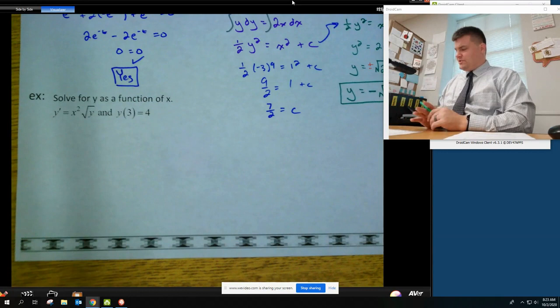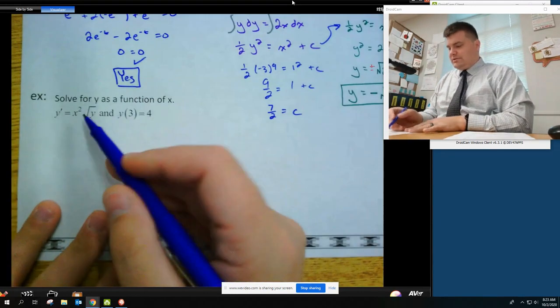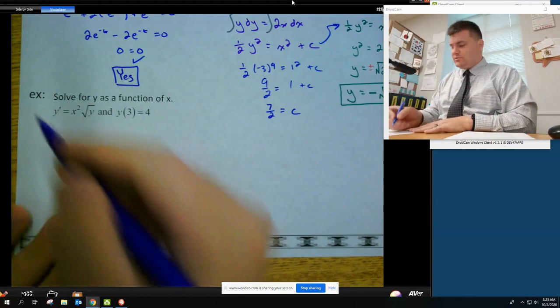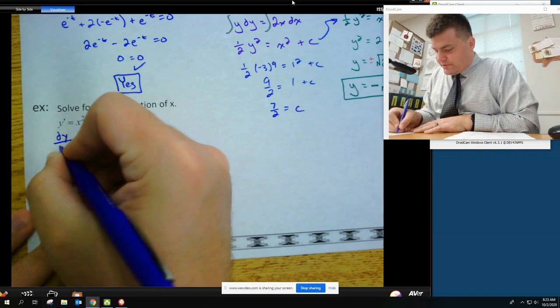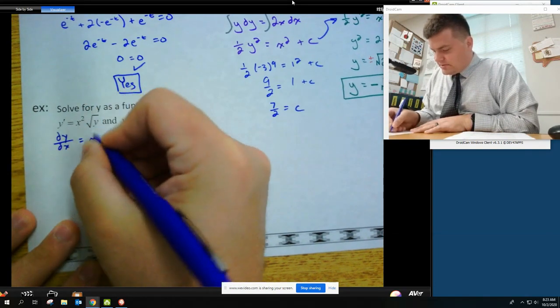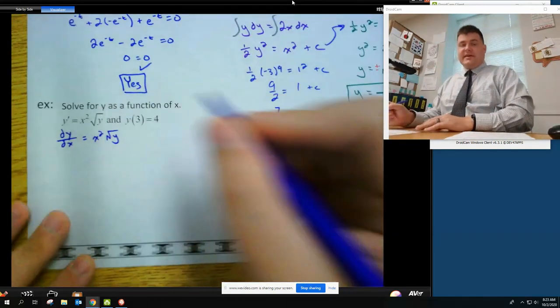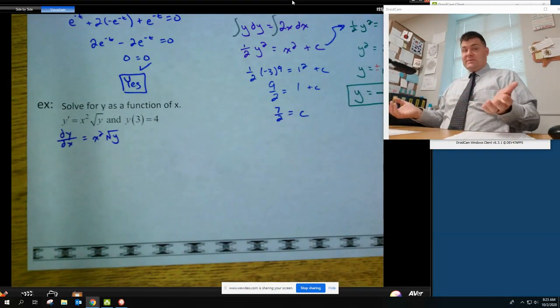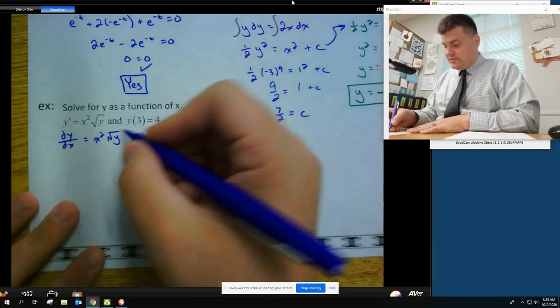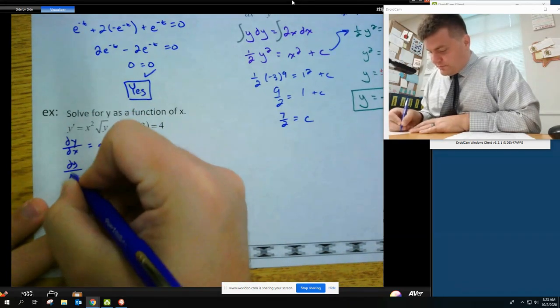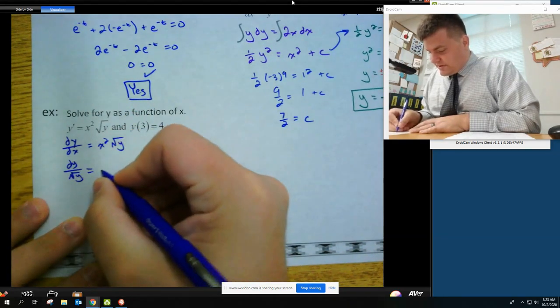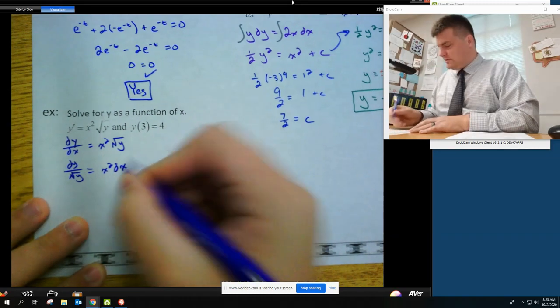Just a little bit different notation, but really the same problem, more or less. So solve for y as a function of x. So this y prime is the exact same thing as saying dy over dx. So don't get tipped off by that. So I need to separate my variables. So I'm going to divide that square root of y over. So I'm going to get dy over root y equals x squared dx.